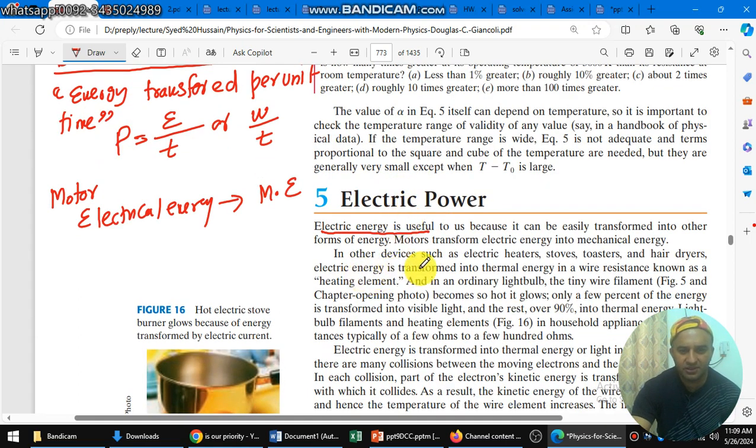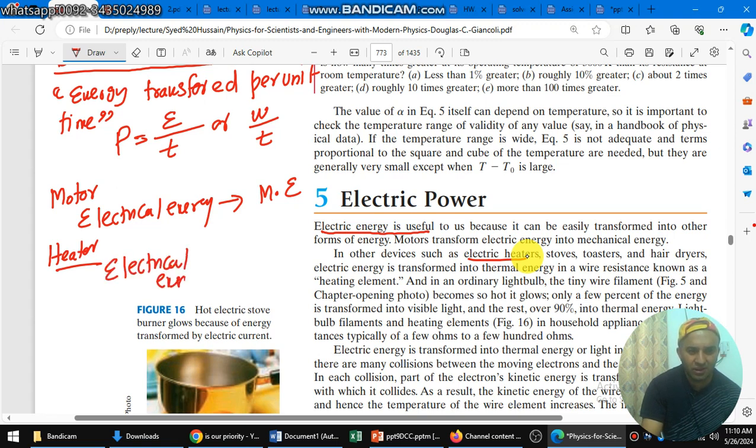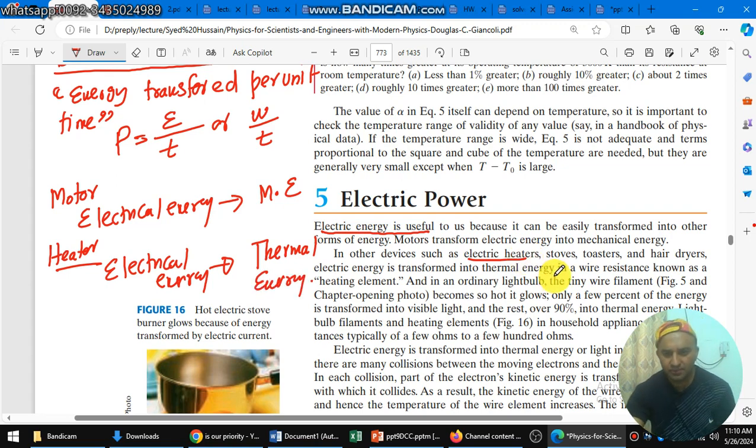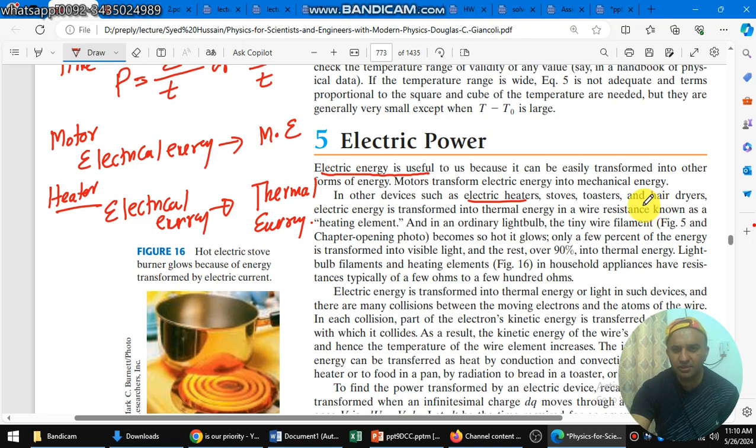And similarly in other devices such as electric heaters, electrical energy is converted into heat energy or thermal energy. Okay, and similarly stoves, toasters, hair dryers, these also use electric energy and convert it into a useful form of energy.